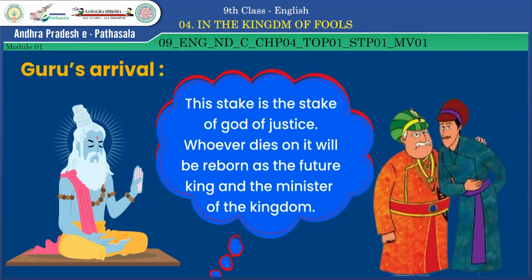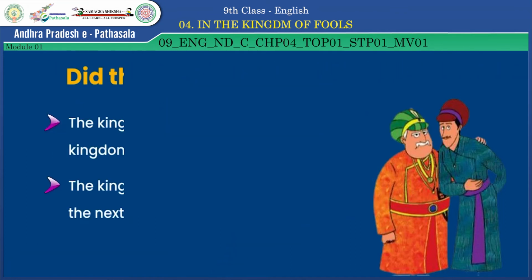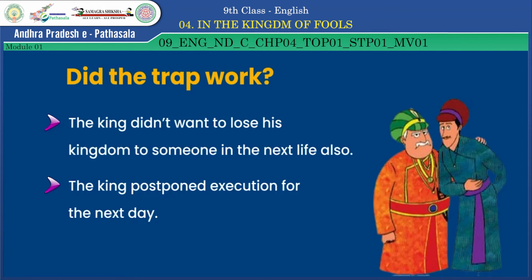That night, the king and the minister secretly went to the prison and released the Guru and the disciple. The king and the minister disguised themselves as Guru and disciples and reached the executioners. The executioners also thought them to be the Guru and disciple and executed them immediately on the stake. When the bodies were taken down, the people were shocked to see that their own king and minister had died in the place of Guru and disciple.